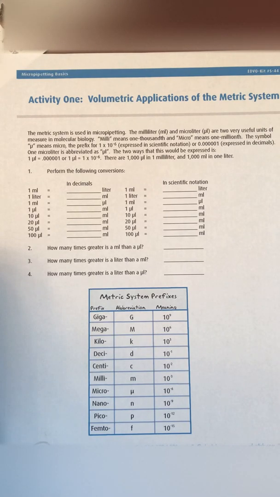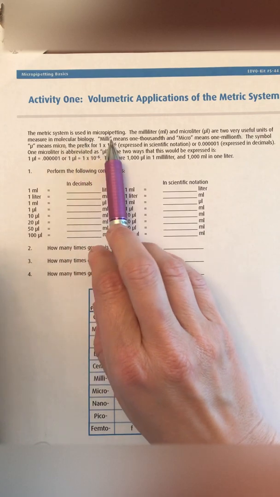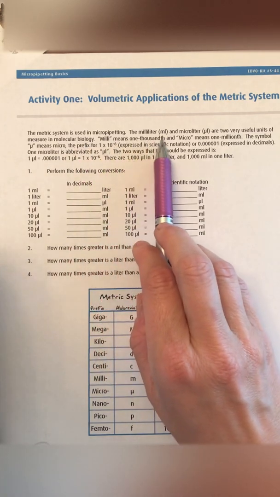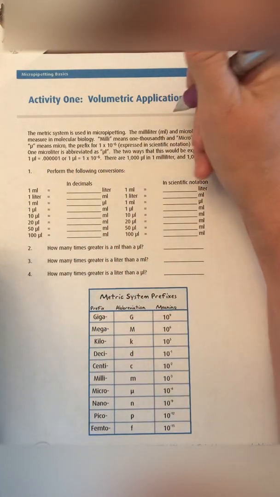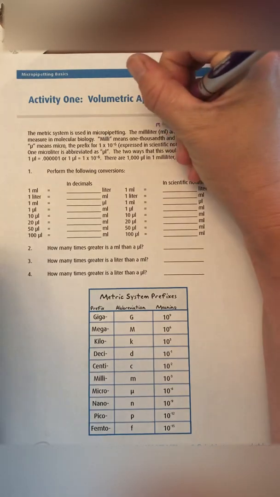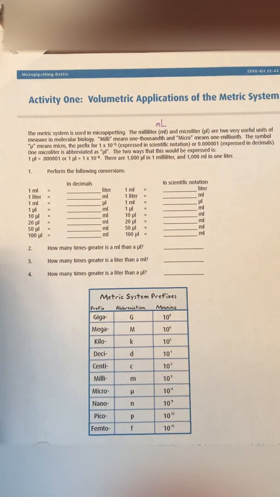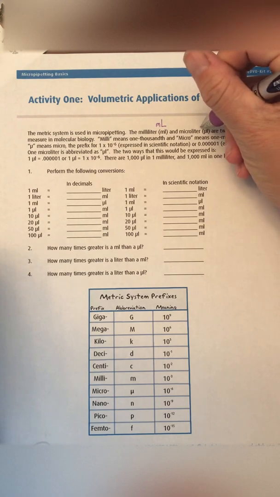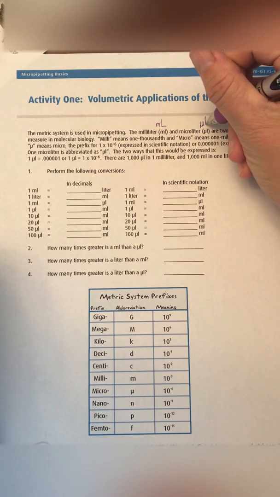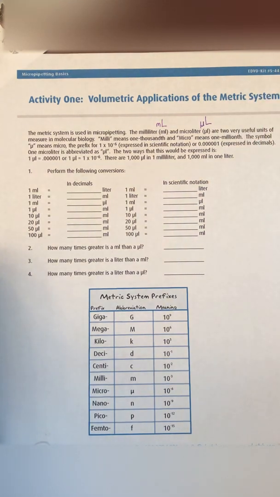I had a lot of questions about the biotechnology math assignment, so I just want to go over it with you. The metric system is used in micropipetting. The milliliter, which is mL, which should look more like this, little m, big L, and microliter, which kind of looks like a weird U with a big L next to it, are two very useful units of measure in molecular biology.